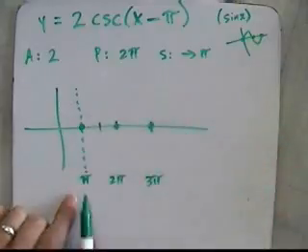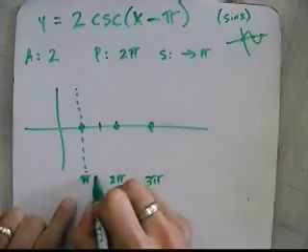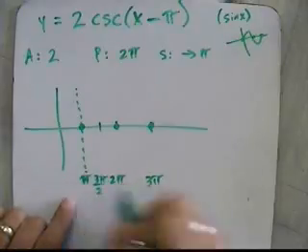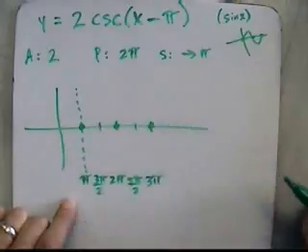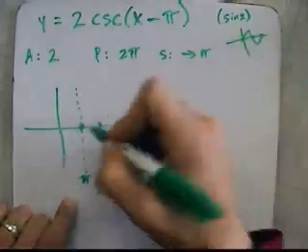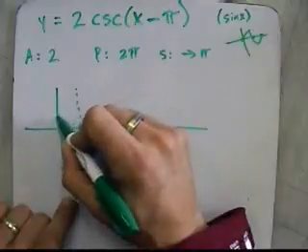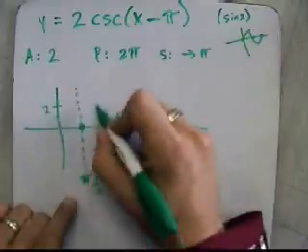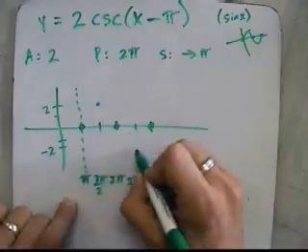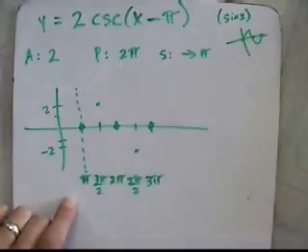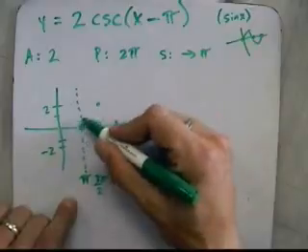Split that in half. Halfway between pi and 2 pi is 3 pi over 2, and then halfway between 2 pi and 3 pi is 5 pi over 2. So I'm going to split both of those in half. This point's up at the maximum, so I would go up 2. This point's right here. I would go down 2, and this point's right here. And now I just draw a dotted line instead of a solid line because it's a reciprocal function.